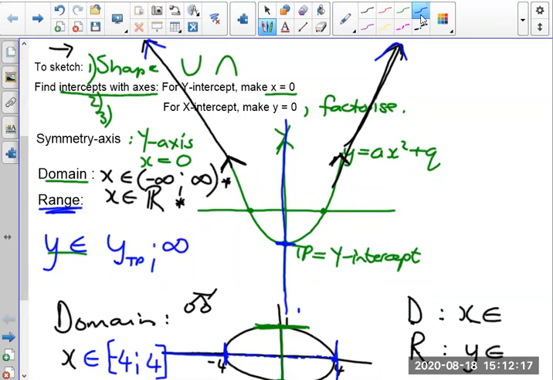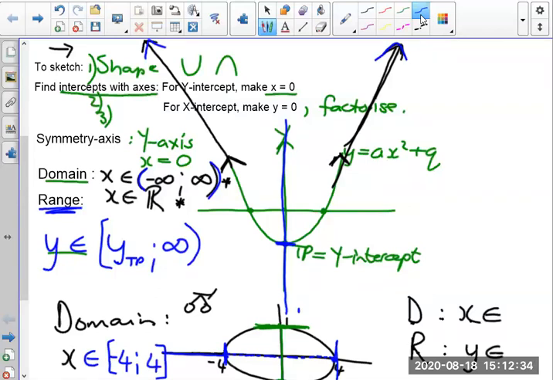Now that point there is not excluded. That's why you're going to put a block bracket there. But remember, you cannot tell me where's infinity. So here you also see infinity always has a round bracket because you cannot tell me where's infinity.